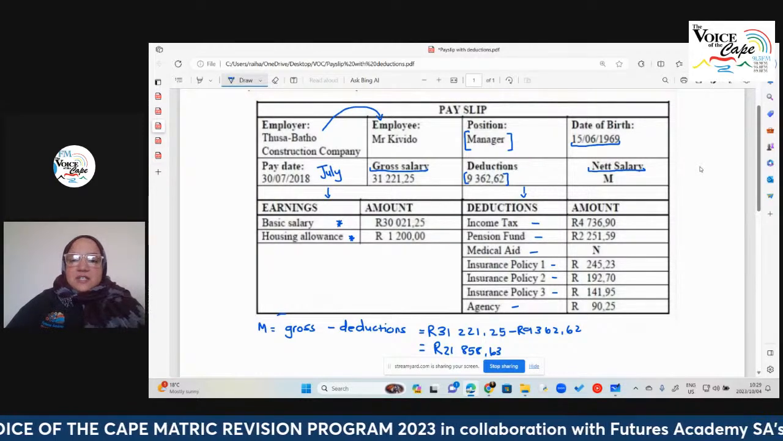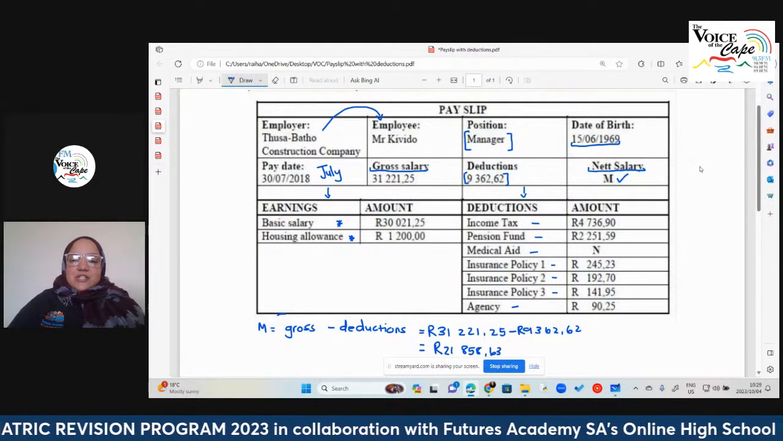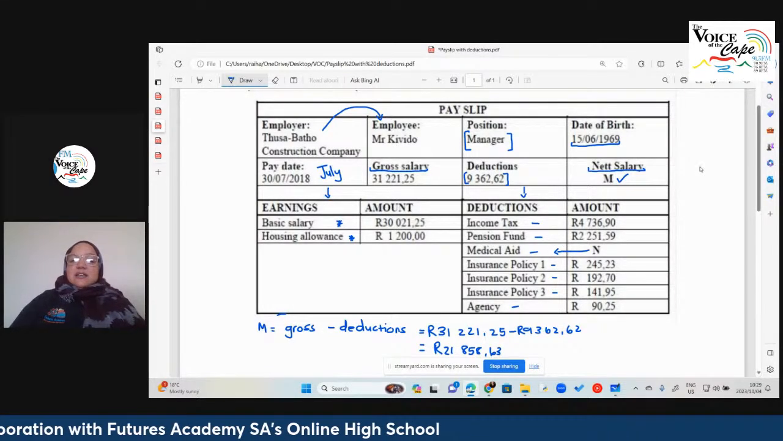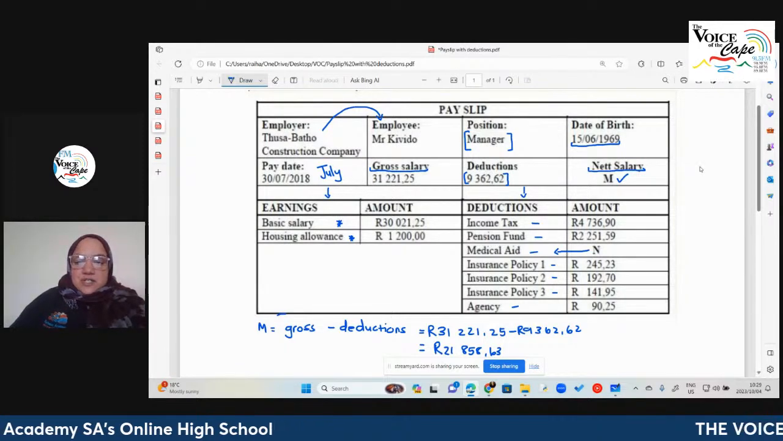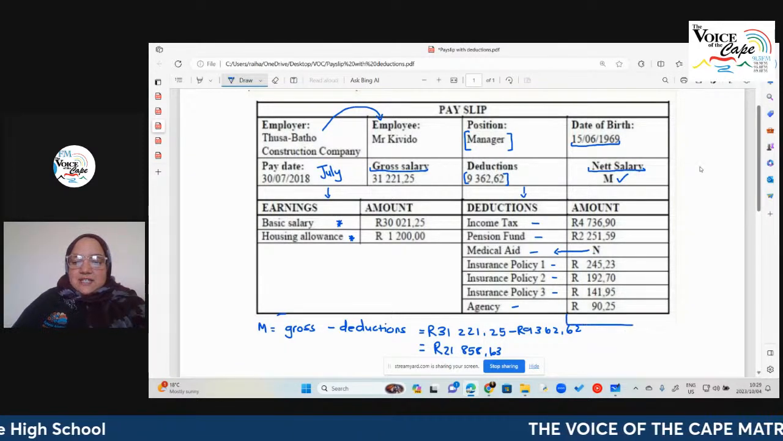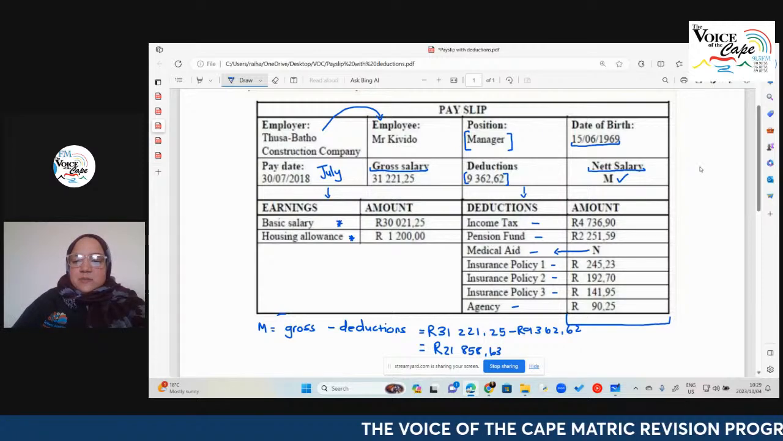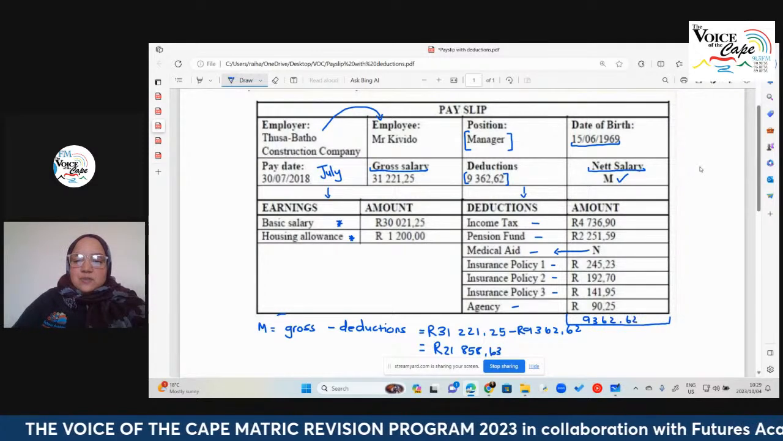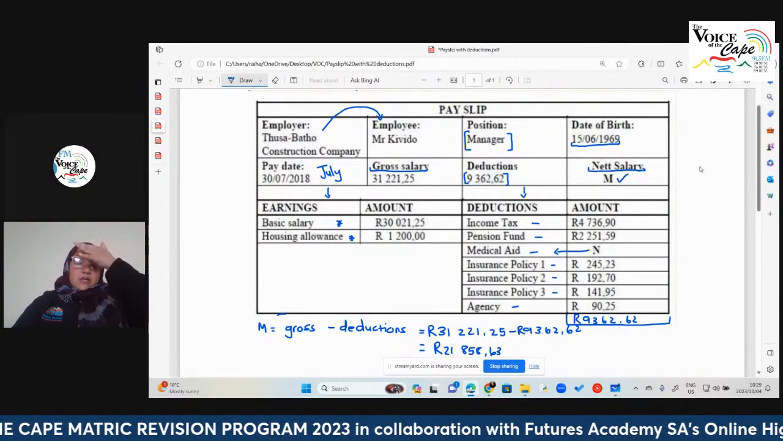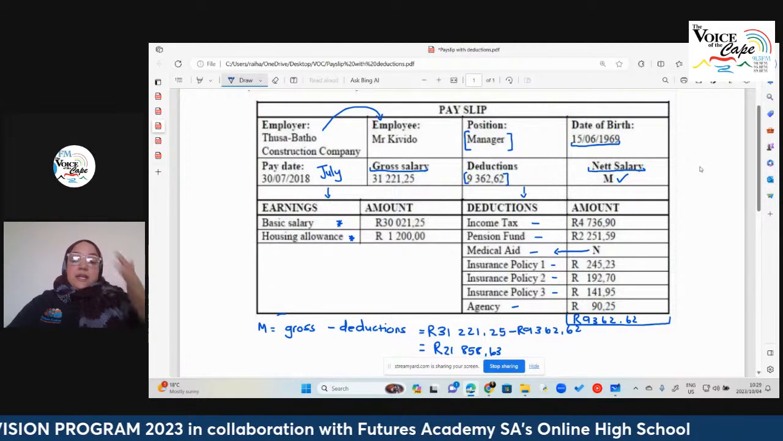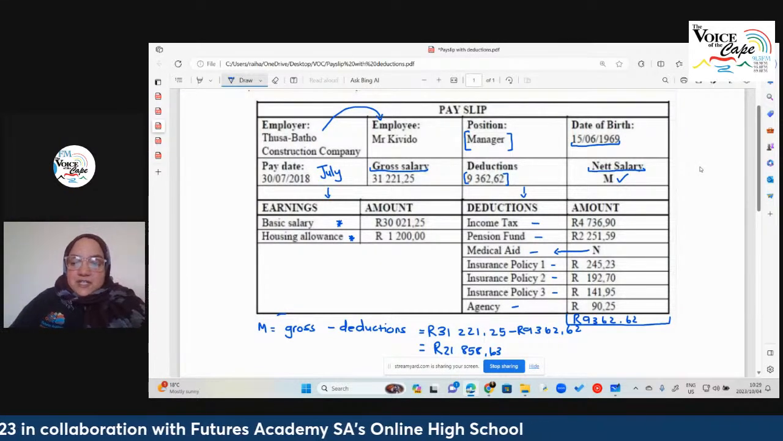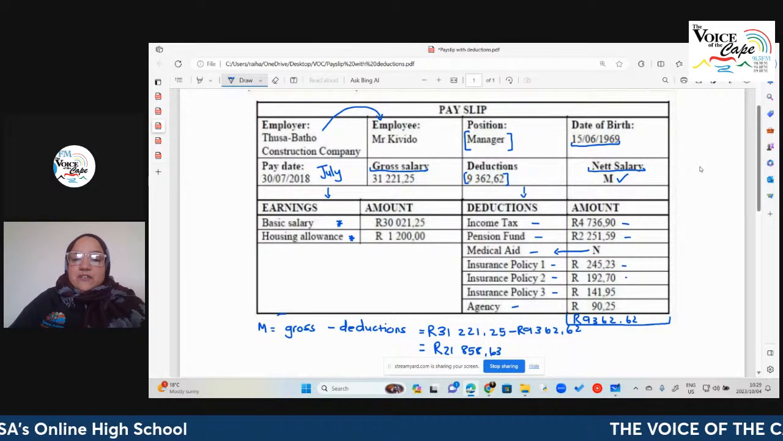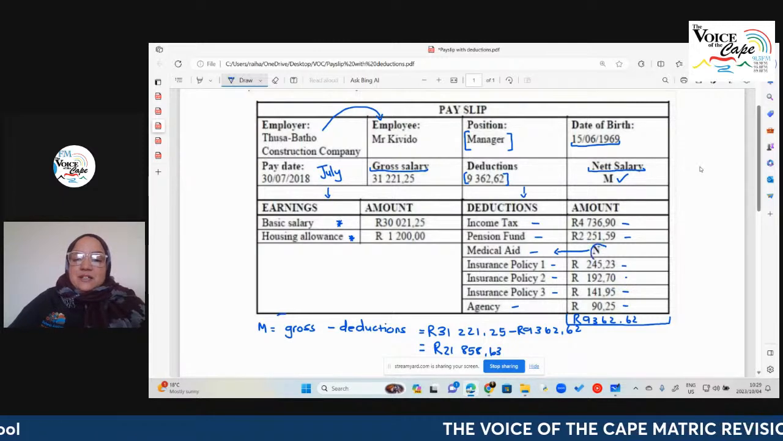The next thing they ask us to calculate is N, which is our medical aid. This can get a bit tricky, but we know what the total deductions is. If we were to add all of these up in this column, it should equal 9,362.62. Knowing that, I can see that if I take this and subtract all these little bits, it will give me the value of my medical aid.